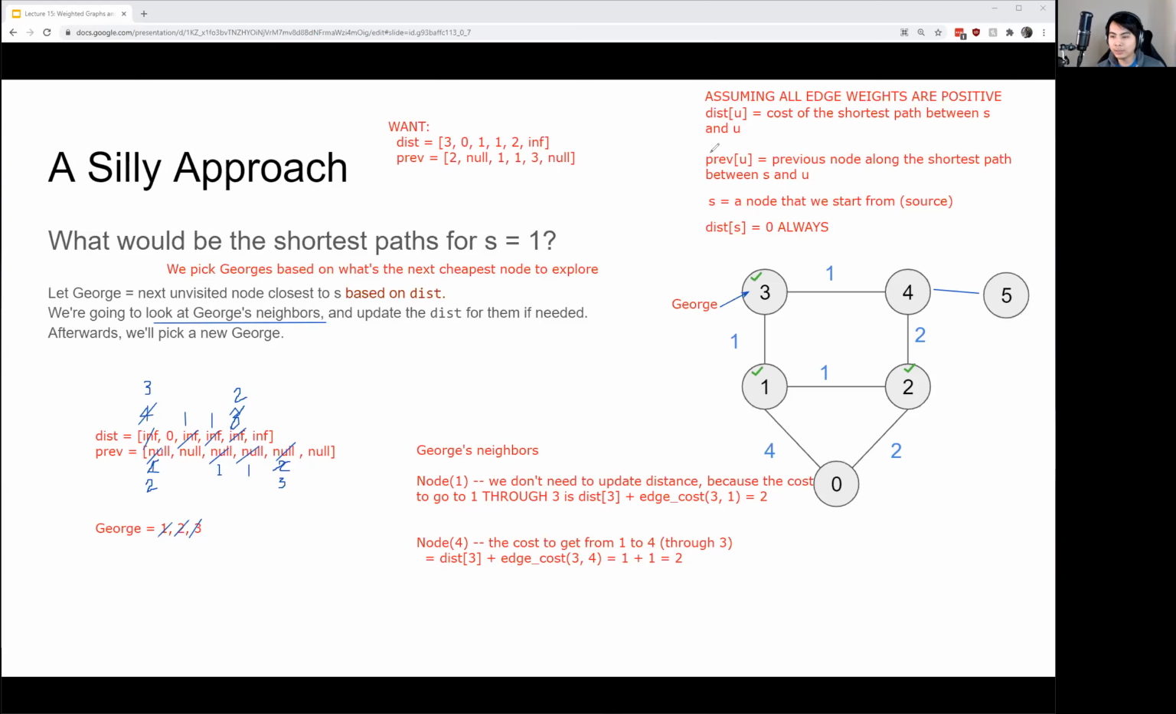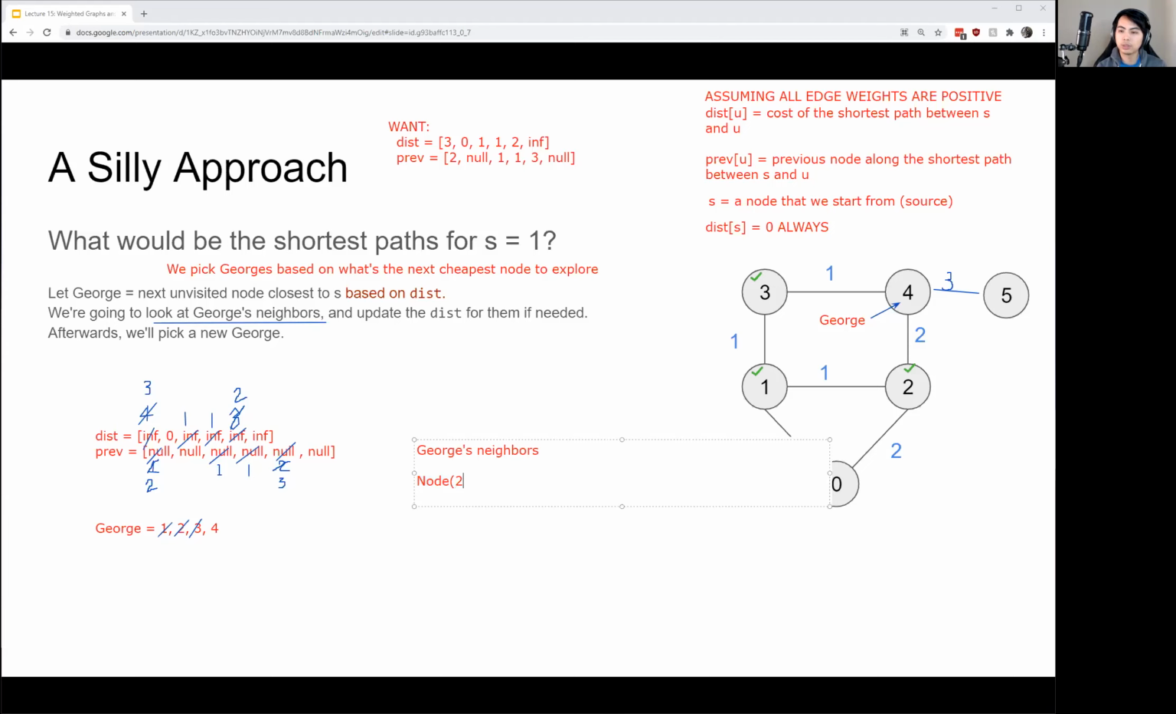And just to spice things up a little bit, I'm going to go ahead and put a 3 here, just so that we can see what happens if this were connected. So in this case, we're going to say that the next George we explore is node 4 here. 4 is going to be our new George, in other words. Okay, so if that's the case, we'll look through all of George's neighbors, which is node 2, node 1, and node 5, right?